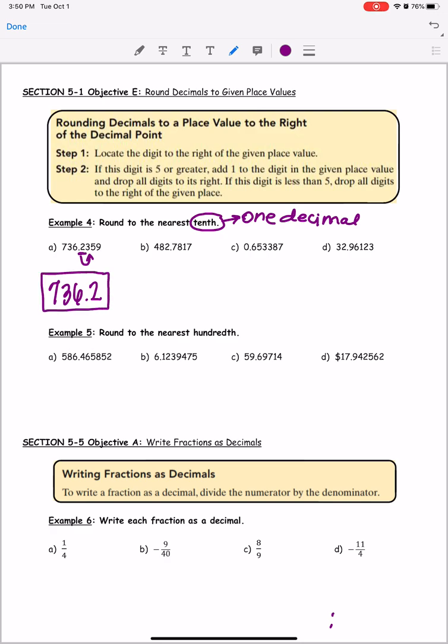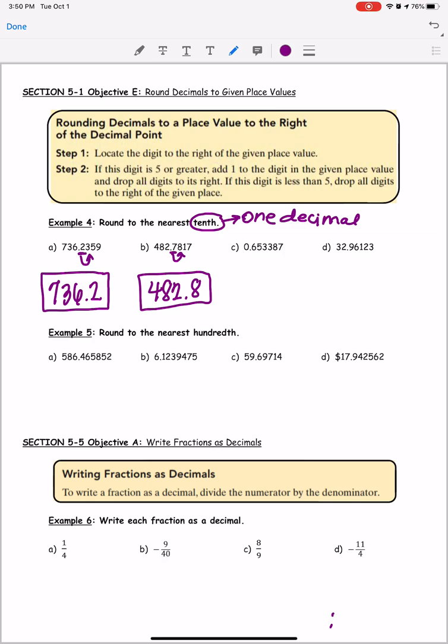Okay, same thing with all of these. I'm rounding to the tenth, so it's 1 behind the decimal. Look at the one behind it. That 8 is going to make that 7 go up. So now this is going to be 482.8. Okay, again, that 7's going up because behind that 7 is an 8, and that's 5 or greater.